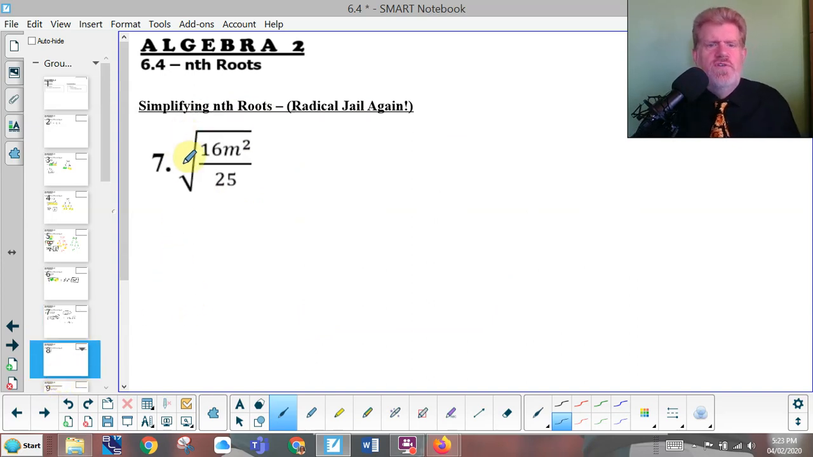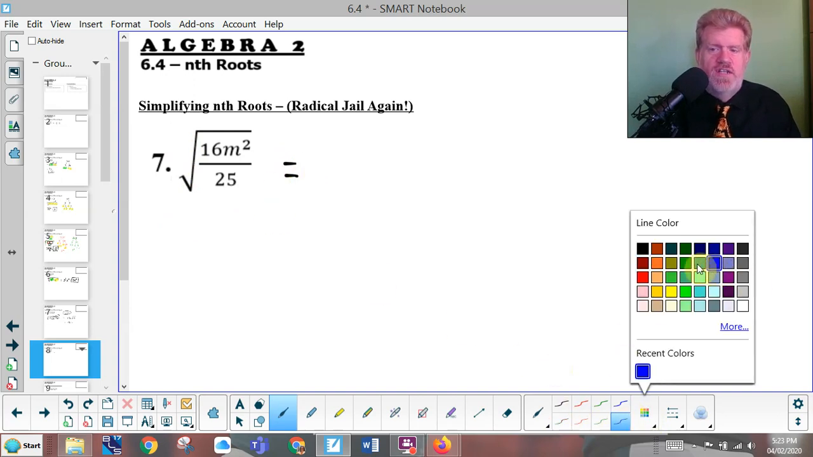All right, another square root. Oh, how boring, just square roots. So boring. Let's find a fancier color. I haven't used purple. It's one of my favorites. All right, what's the square root of 16?